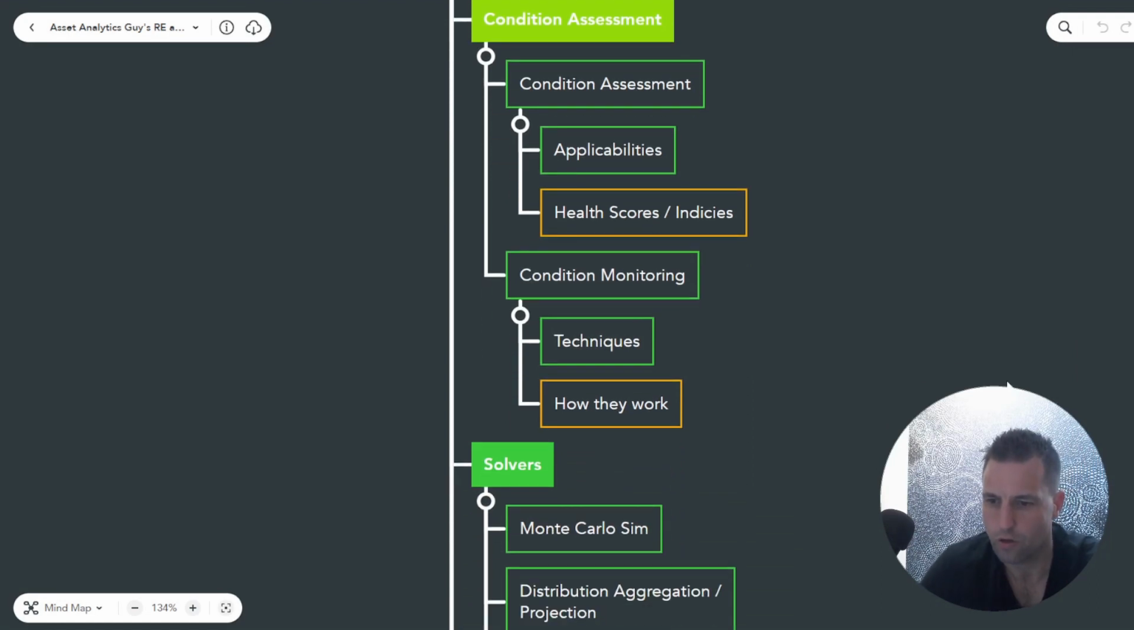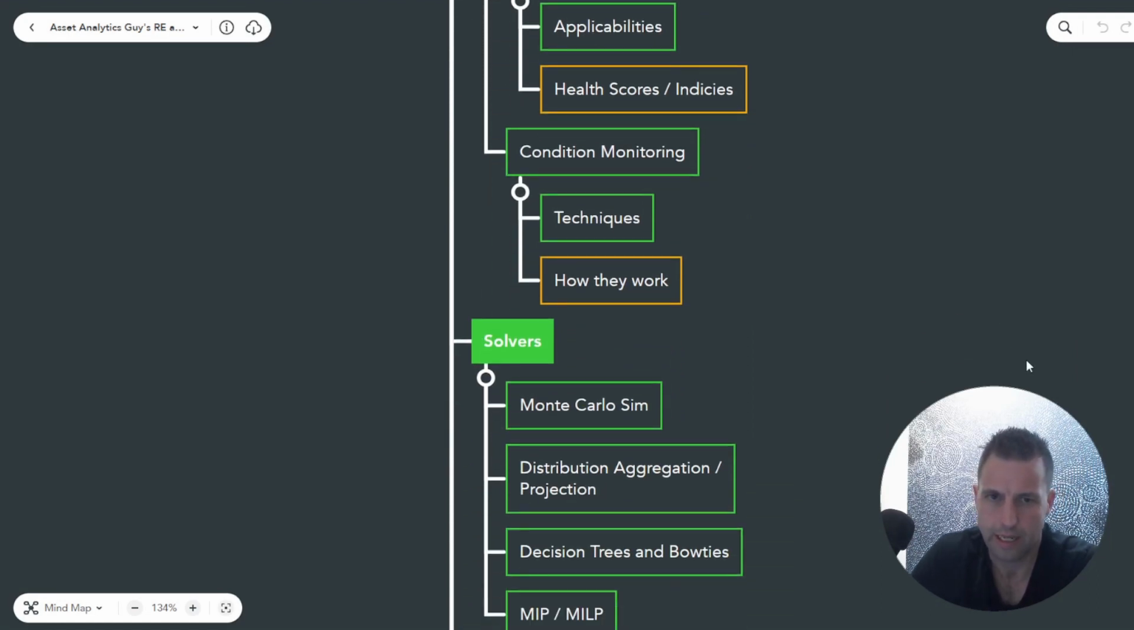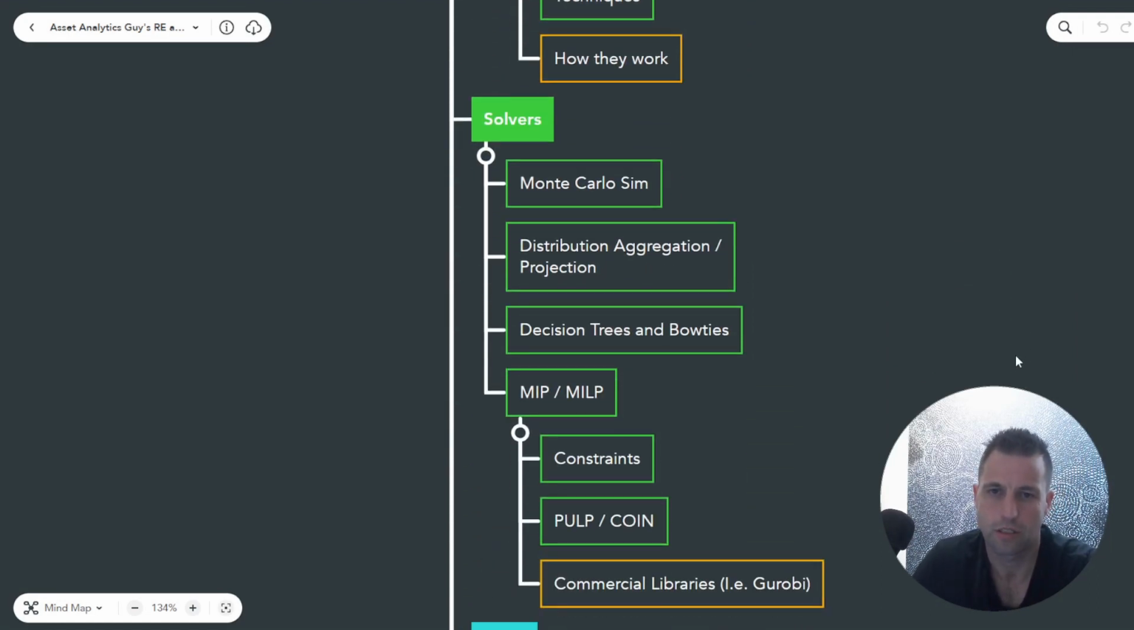Then we move into the solver space. Once we understand our assets, we need to use that information to make good business decisions. And the tooling that's out there typically has some sort of engine or calculation process that sits behind it. There's various different types that are good for solving different types of problems. Monte Carlo simulation is one. Having a good grasp of what it is, what it's good at calculating, and what its drawbacks are is a must know.